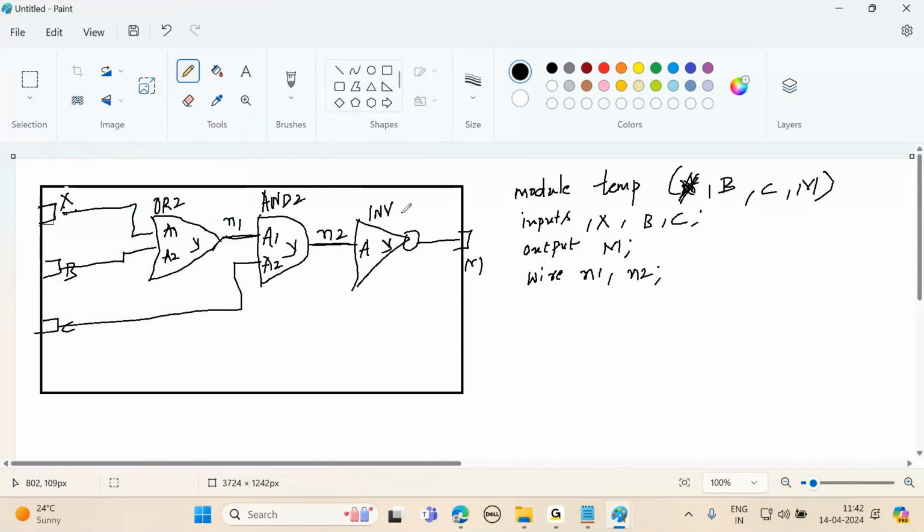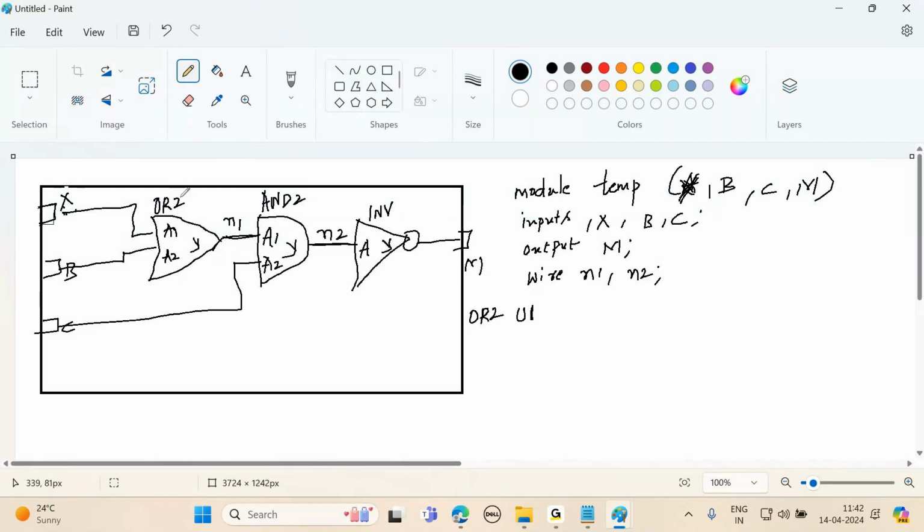So first I have to declare this cell. What is the first cell? R2. My synthesis tool will give one instance name. What is the instance name? U1. Because in the design I can be having one more OR gate, so all the OR gates have the same name, R2.